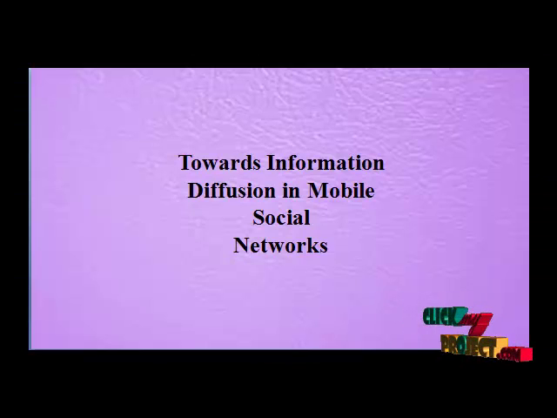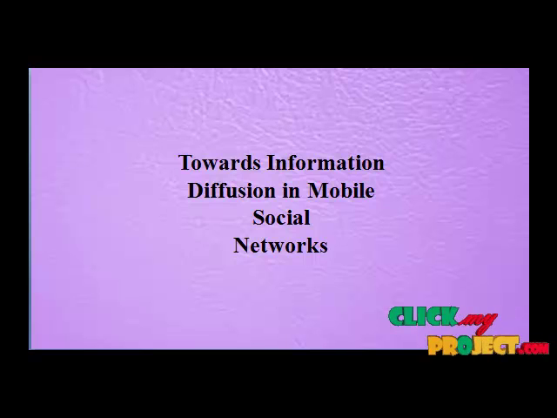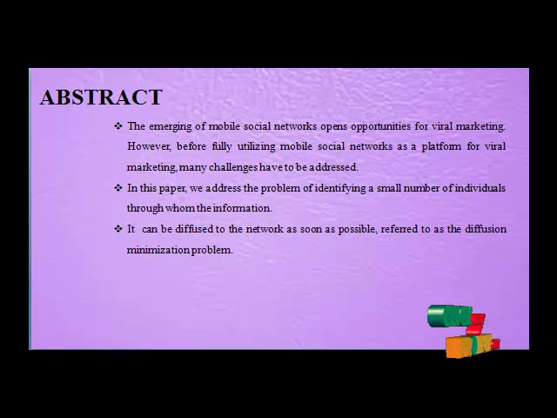The project title is Towards Information Diffusion in Mobile Social Network. The abstract: the emerging mobile social networks open the opportunity for viral marketing. However, before fully utilizing mobile social networks as a platform for viral marketing, many challenges have to be addressed. In this paper, we address the problem of identifying a small number of individuals through whom the information can be diffused to the network as soon as possible, referred to as the diffusion minimization problem.